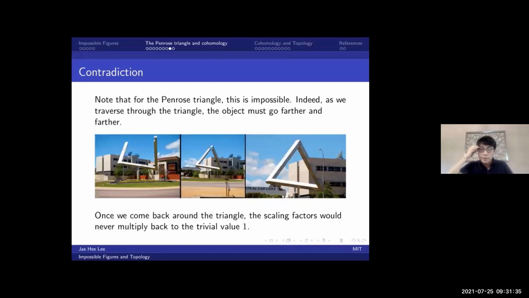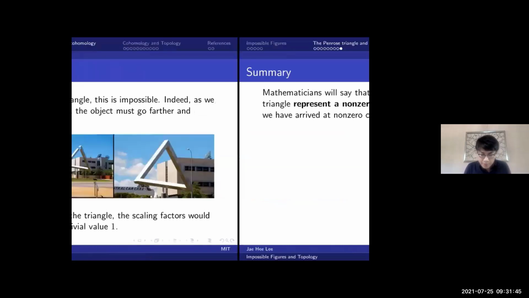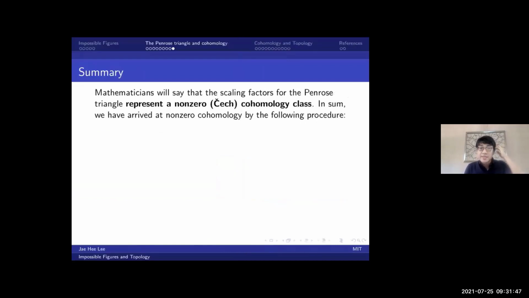For which the triangle itself that we look on the screen is a projection. Okay, so that's where the contradiction is. So the mathematical jargon for this is that the collection of these three scaling factors of the Penrose triangle represent a non-zero cohomology class. In this case, the cohomology is called Čech cohomology.